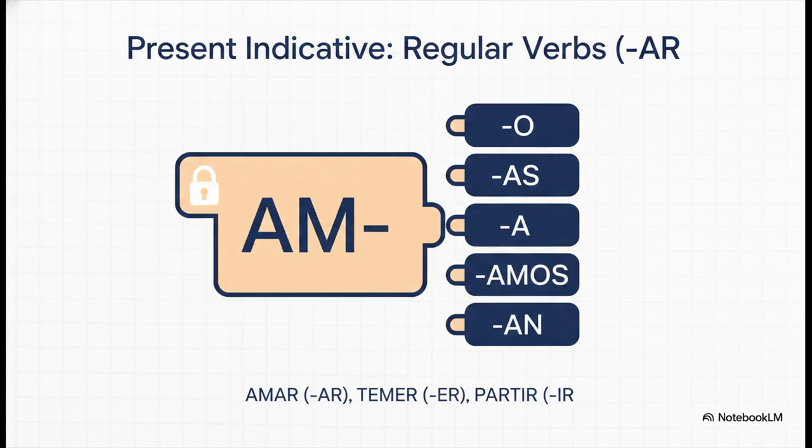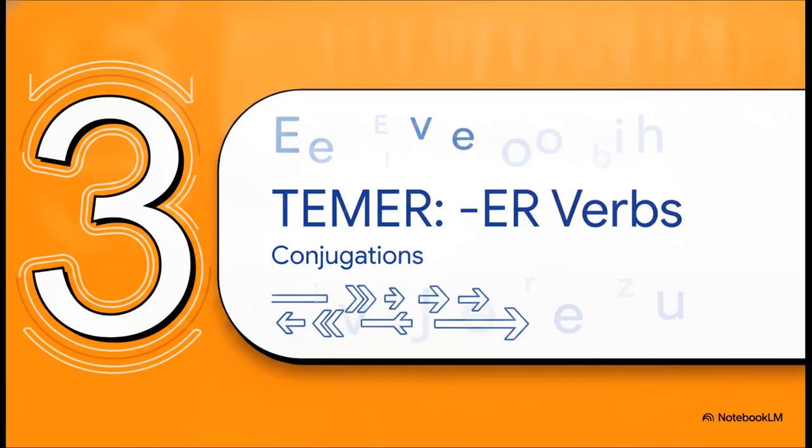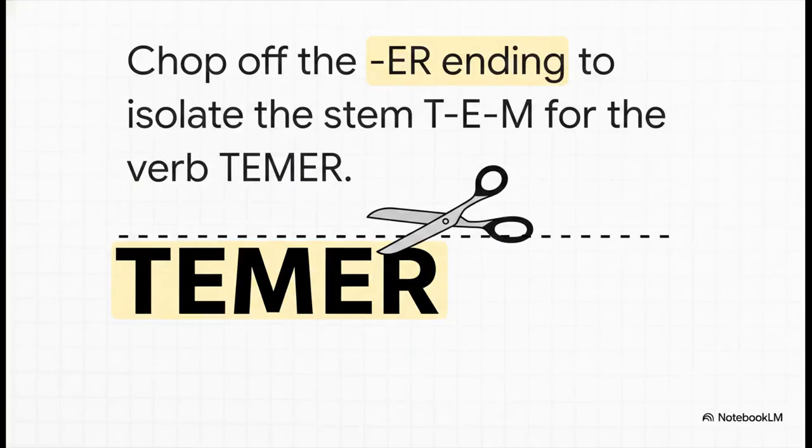That's the AR formula. It just doesn't change, ever. Moving on to section 3, temer, ER verb conjugations. Let's shift gears a bit and check out our second group to see how this all builds. We'll be looking at our model for ER verbs, which is temer, meaning to fear.